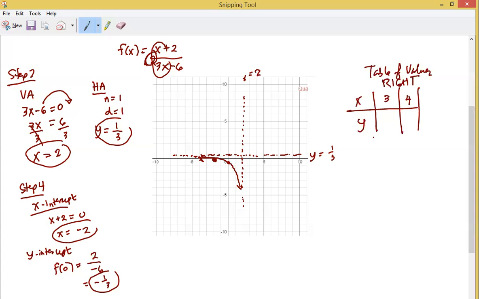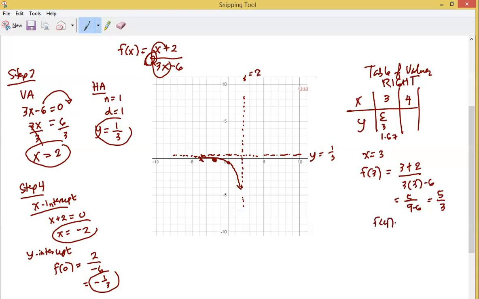Now how to manually do it? Actually, you can do it with your calculator, the table function. But if you want to manually do it, here's how we do it this time. So if x equals 3, then substitute f of 3. Remember the evaluation of functions? That's what we do. It's 3 plus 2 over 3 times 3 minus 6. That's 5 over 9 minus 6. So that will be 5/3, or that is approximately 1.67.